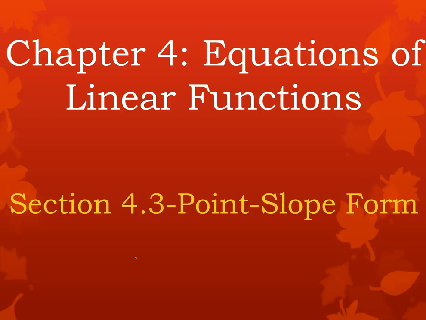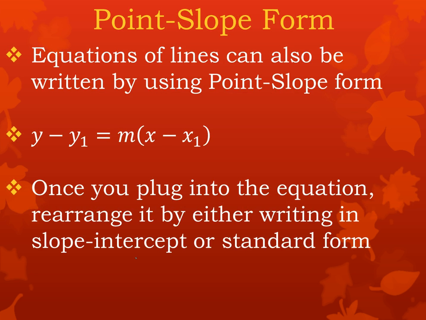Alright, so today we're going to be talking about how to write equations of lines in point-slope form and how to then use point-slope form to rewrite it back into slope-intercept or into standard forms. So point-slope form is in this form. y minus y1 equals m times x minus x1.